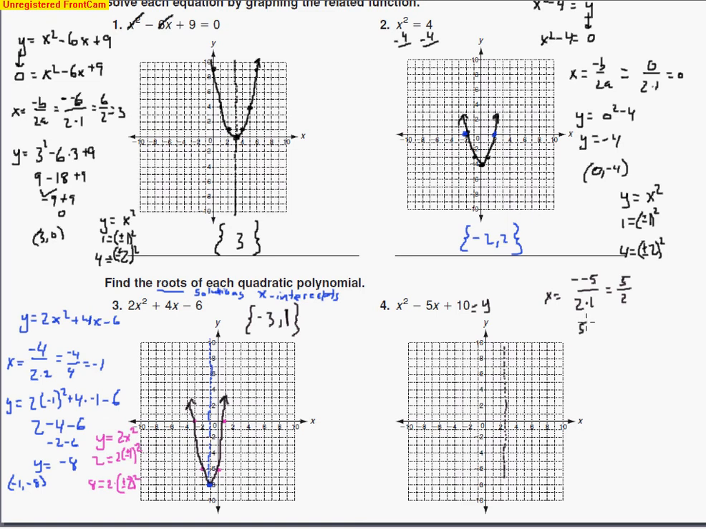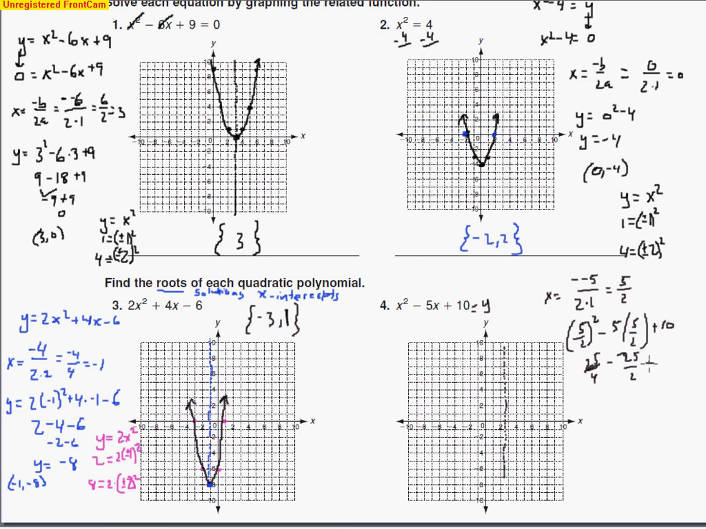So 5 halves squared minus 5 times 5 halves. And then I end up adding 10. So remember, as I said before, especially when we've got difficult numbers like this, you'll see that these two terms are opposite in sign and one is double the other. So this makes 25 fourths. And then on this other side, I end up with minus 25 halves.